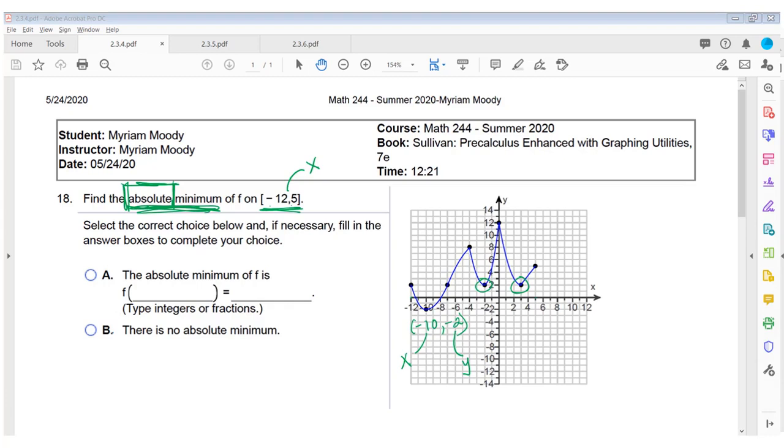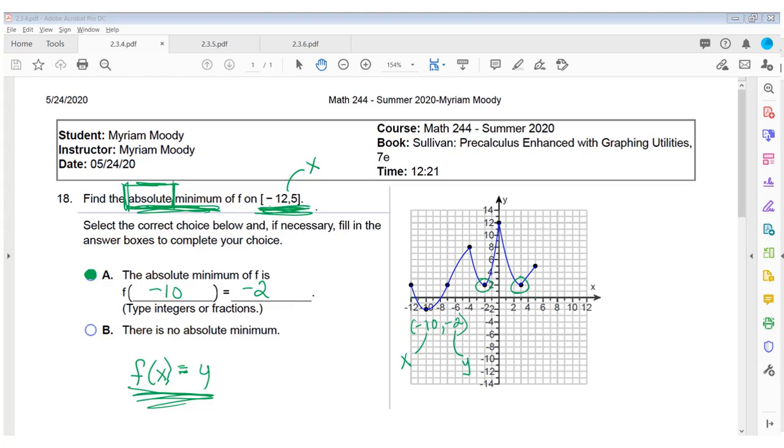So, notice how this is written. Should it be A or B first off? Good, it should be A because we do have an absolute minimum. Now, f of something equals something. Remember when you usually write f of x, right? Equals a y answer, don't we? So in this particular case, your x was -10 and your y was -2. Remember, this is the typical way of writing the function. Does that make sense?